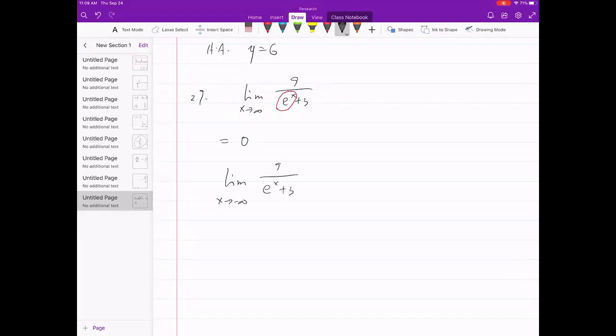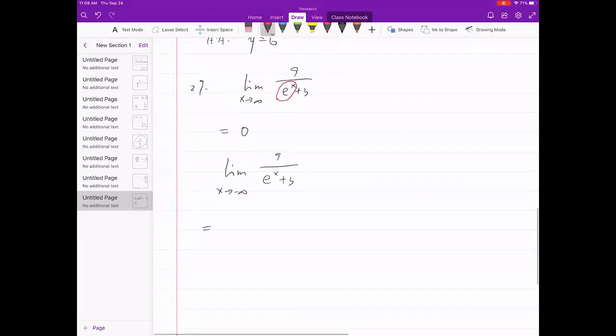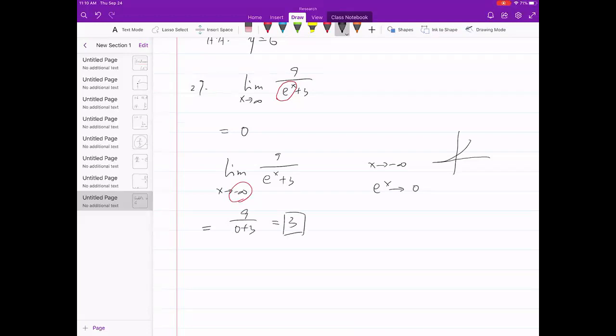Okay. Same thing, but this time x goes to negative infinity. You need to ask yourself, when x goes to negative infinity, what is e to the x? To the left, it goes to 0. Therefore, 9 over 0 plus 3, this is 3. So before you get excited and go ahead and do anything, make sure you know where it's going. That should be 3. That's 29.